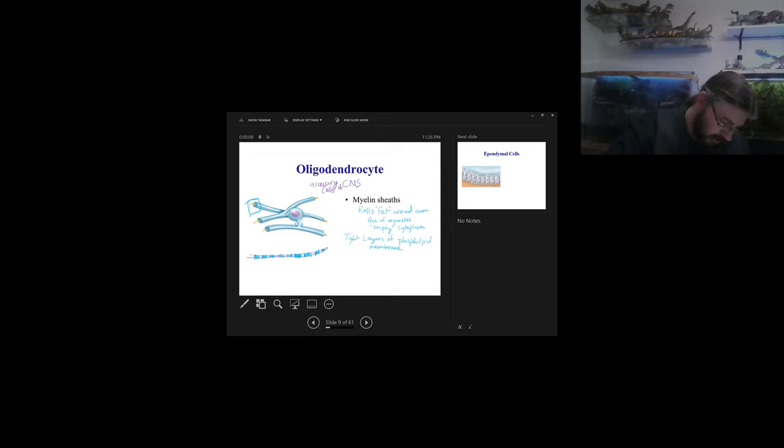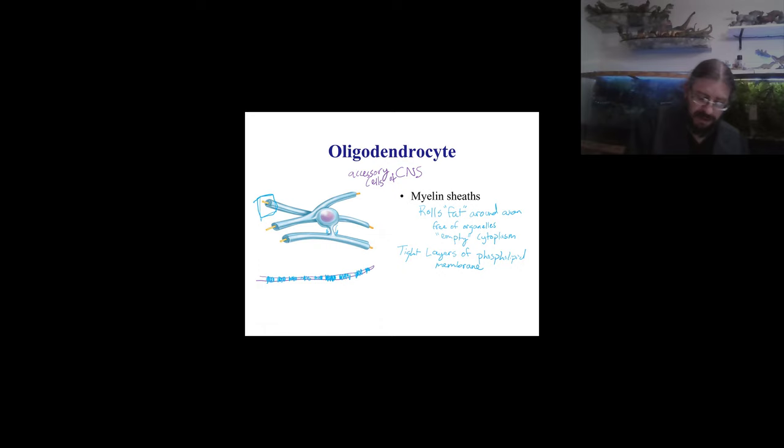Okay, so we have these tight layers of phospholipid membrane. Right in the name, we have lipid, which means we essentially have layer upon layer of fat. So the myelin sheath is fatty. It's a fatty sheath because of membranes. It's fatty due to tons, that's the scientific term, tons of phospholipid membrane. So that's that.